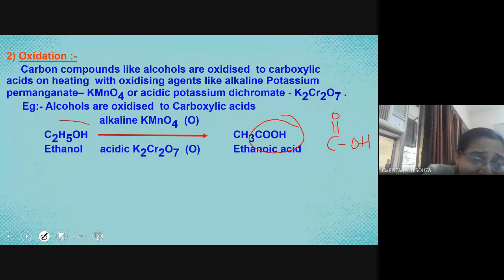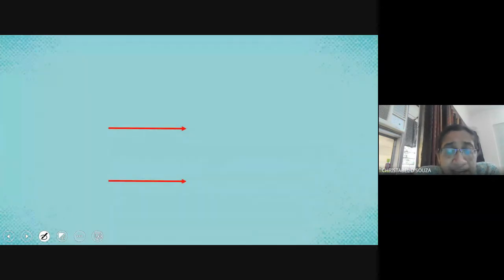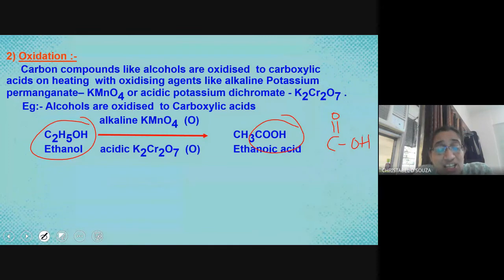So this is my ethanol, ethyl alcohol, in the presence of alkaline KMnO4. It's the oxidizing agent. It's what brings about oxidation. So the oxygen is added to the ethyl alcohol and you get ethanoic acid. Ethanoic acid is also commonly known as acetic acid. Is that clear? Now, this is the formula they are giving you: C2H5OH gives you ethanoic acid, CH3COOH. Do you remember we had written this?